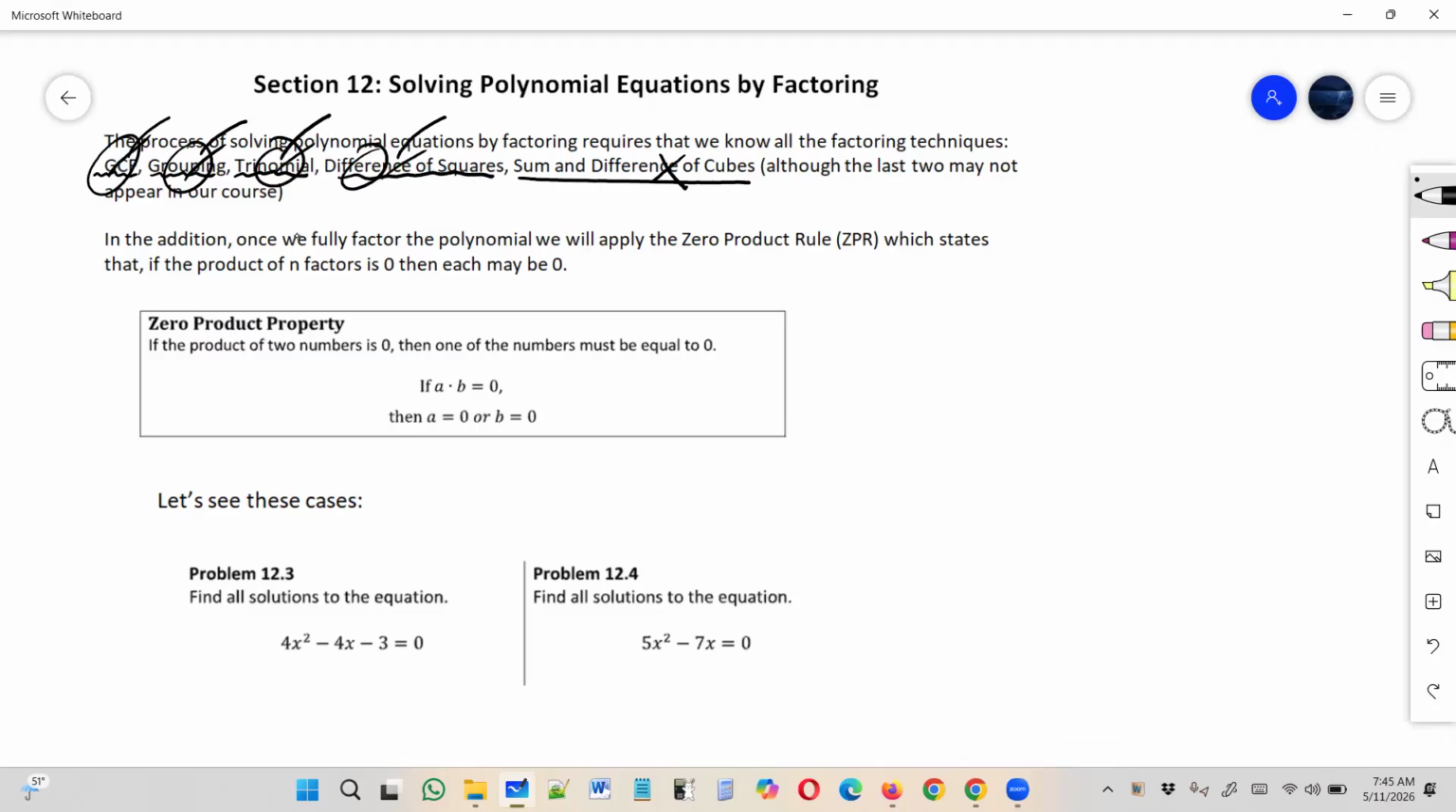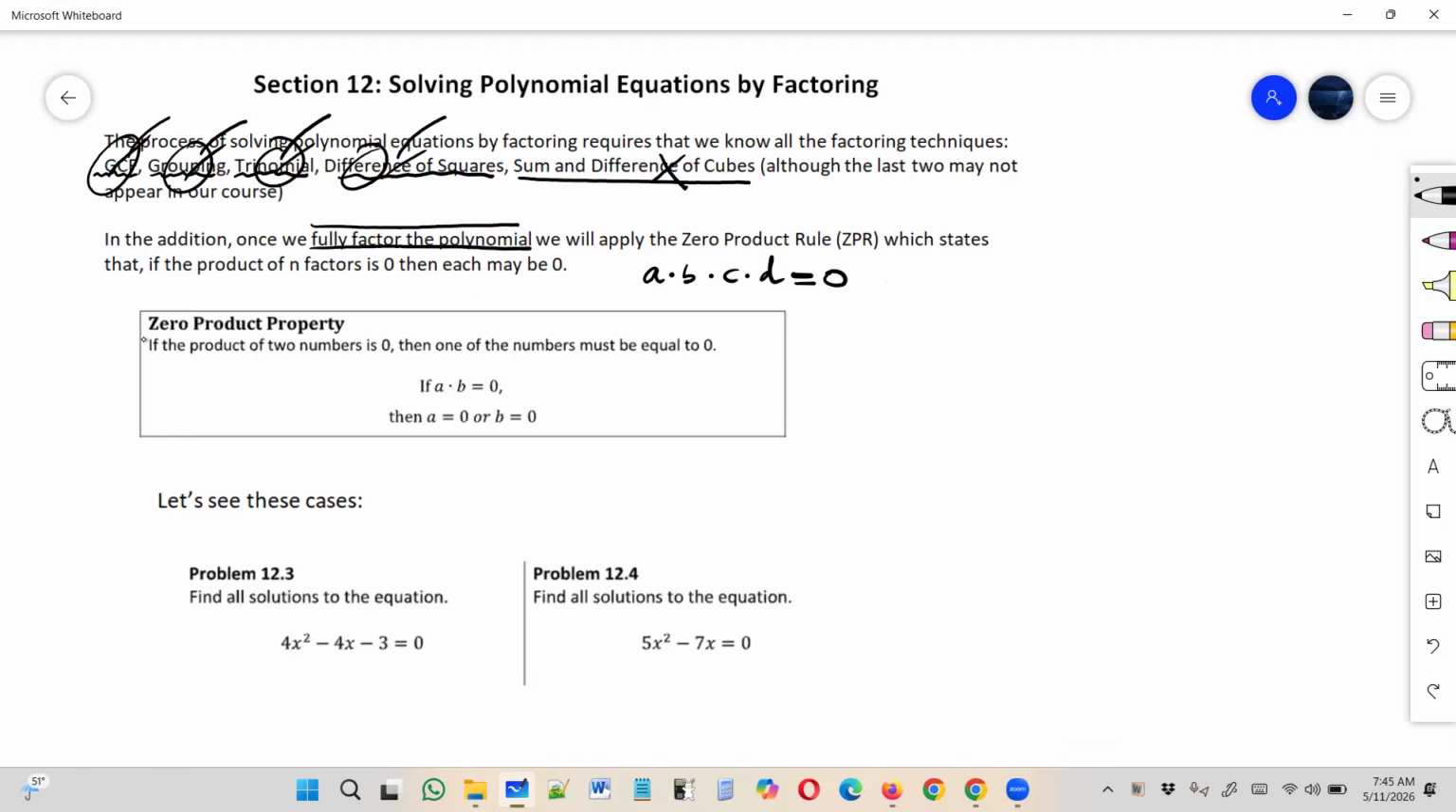Once we have done that, after the polynomial is fully factored, it's going to be in product form. We're going to have maybe the first term times the second term times the third term times the fourth term, and so on and so forth. And that's going to be equal to 0. Okay.